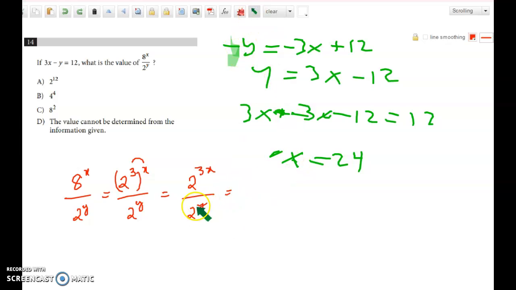Now, another rule of exponents says when you have the same base in a division, you have to subtract the exponents. So I'm going to use that rule. This is what I'm going to end up with. But if I look at the question again, it says 3x minus y is 12. So what does that mean? Instead of 3x minus y, I can replace it, it's 12. So 2 to the 12, which gives this.